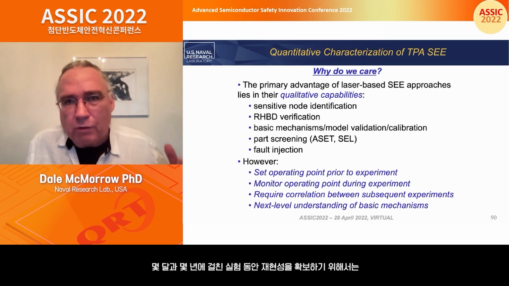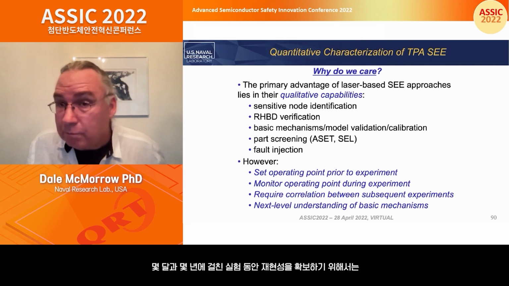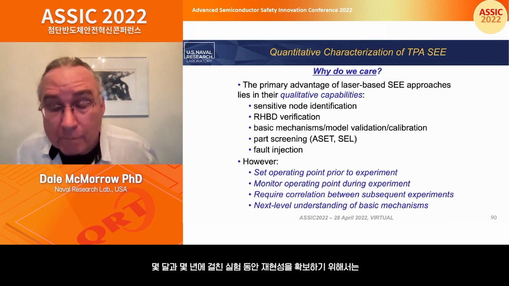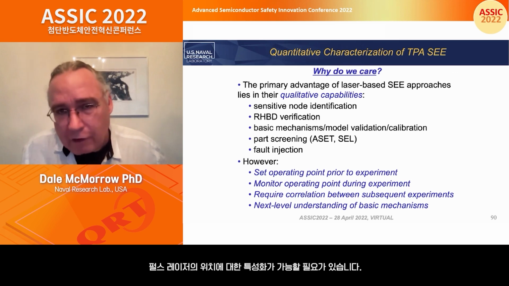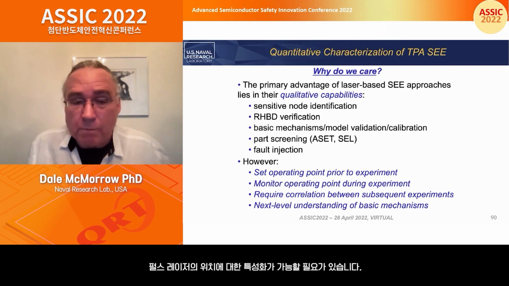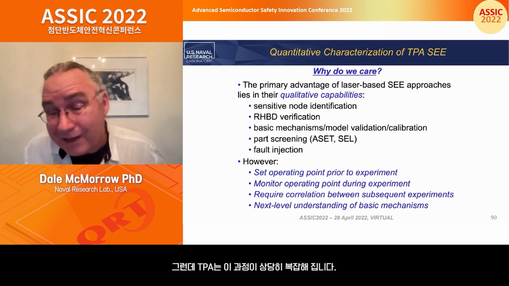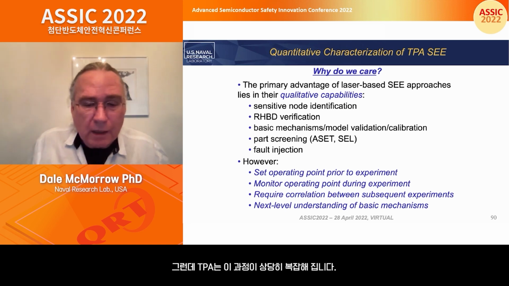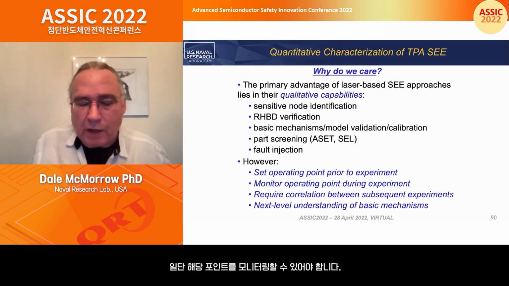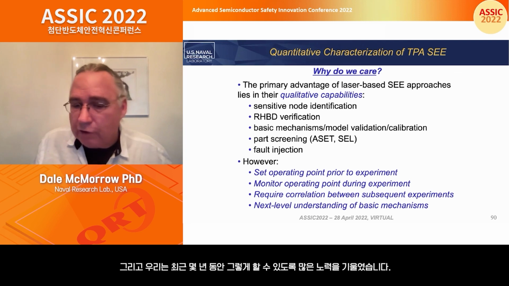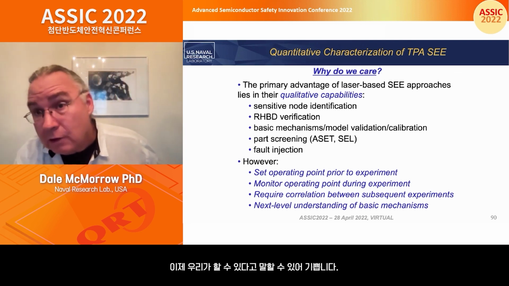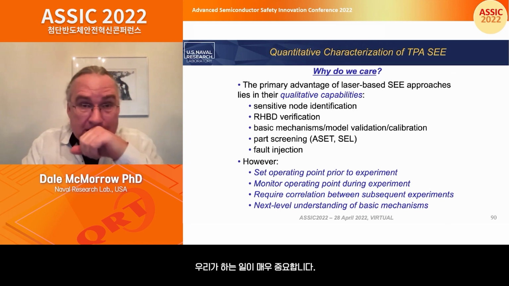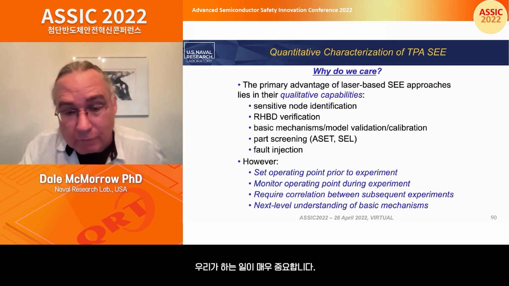Okay, but in order to have reproducibility from experiment to experiment over periods of months and years, you need to be able to characterize where you're performing that experiment. And with two-photon absorption, it gets fairly complicated. You need to be able to monitor that operating point. And we've done a lot of work in recent years to be able to do that. And I'm happy to say that now we can and we do. And it's very important for what we do.